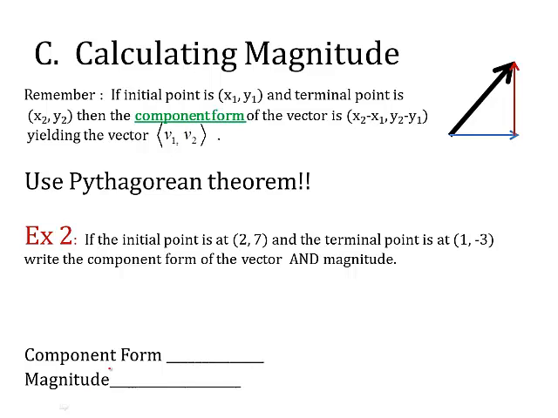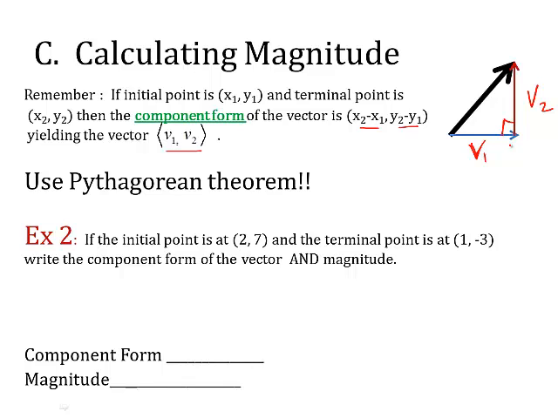All right, calculating the magnitude. This is finding the speed of the vector. Remember, if your initial point is x1, y1, and the terminal is x2, y2, then the component form is what we just did. Subtract the x's, subtract the y's, and there's your component vector. Well, v1 is your horizontal component because you got that from subtracting x's, right? v2 is the vertical component because you got that from subtracting the y's.